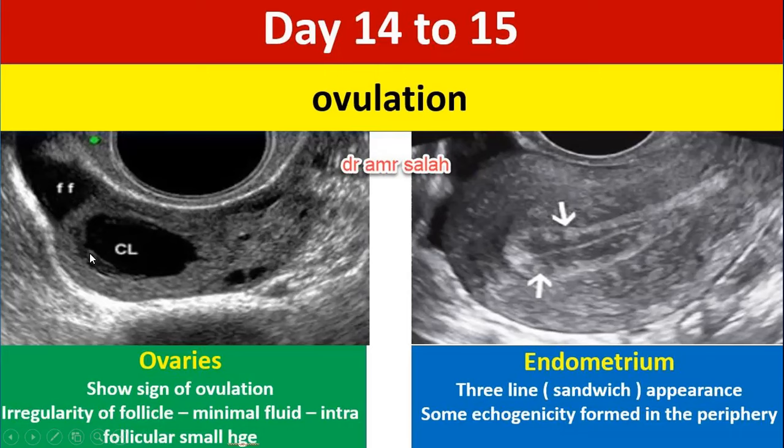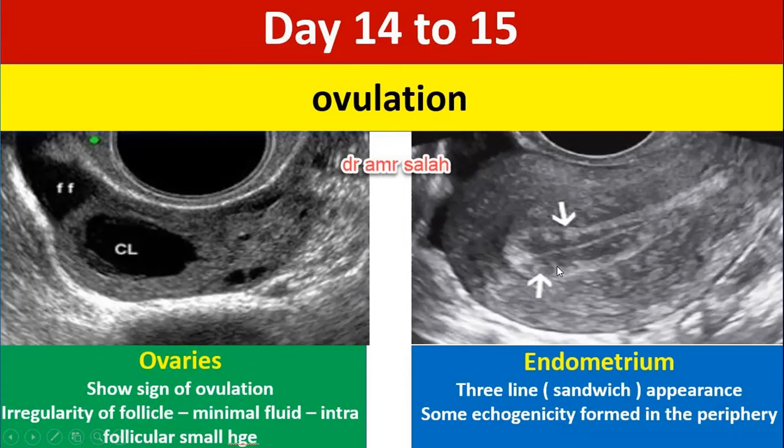Okay, I see some blood clot, I see some irregularity, I see decrease in the size. The patient tells me that she's feeling pain in the side in which the ovulation has happened. All right, these are the signs of ovulation.